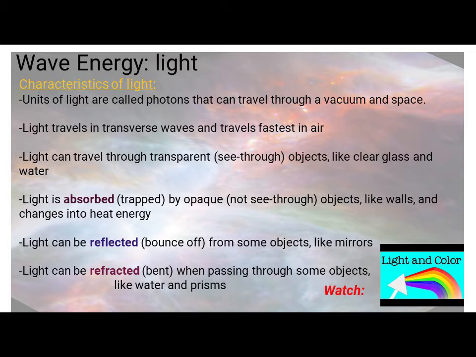Light can be reflected or bounce off from some objects like mirrors, and light can be refracted or bent when passing through some objects like water and prisms.